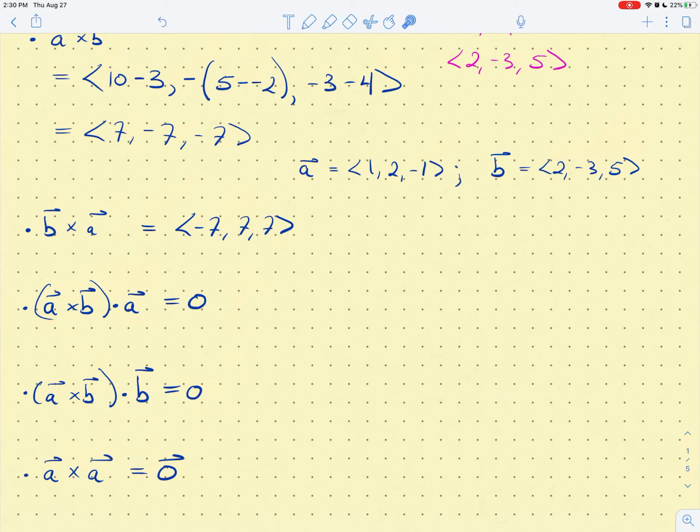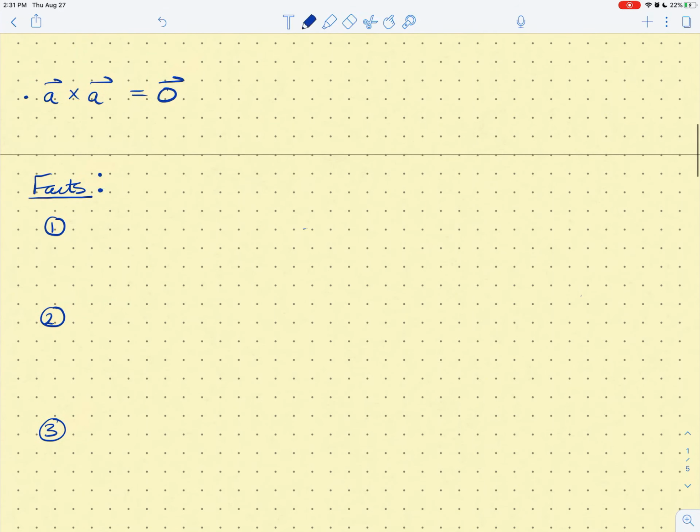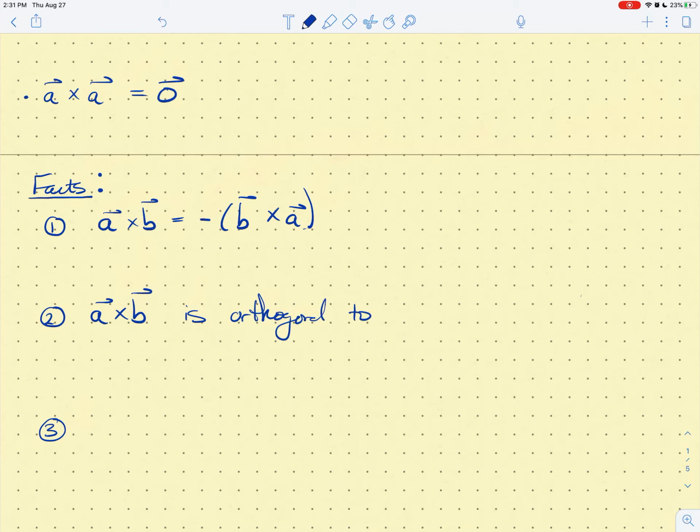And then finally, we notice that A cross A is 0. When you cross a vector with itself, at least in this case, we got 0. So, of course, we're all wondering now, are these always true or not? What's the story? Let's write that out. Here are the facts that you need to know. The first fact is that A cross B is always negative B cross A. That's kind of nice. The second is that A cross B is always orthogonal to both A and B.